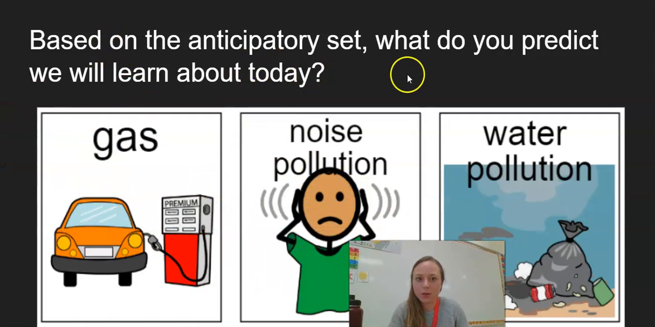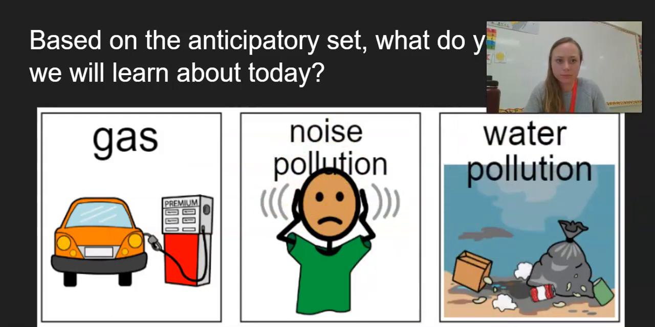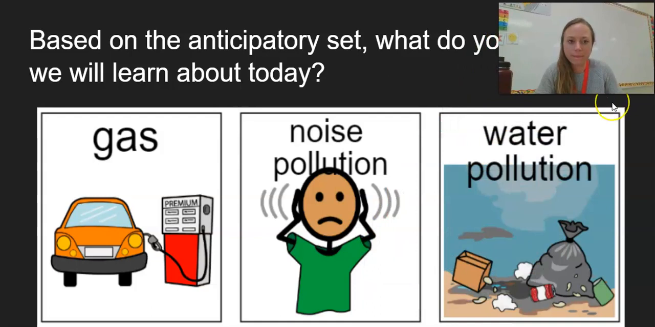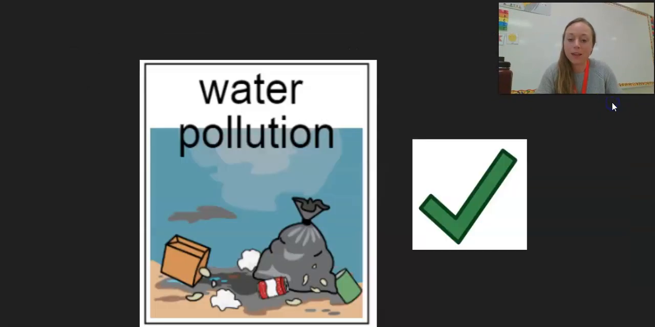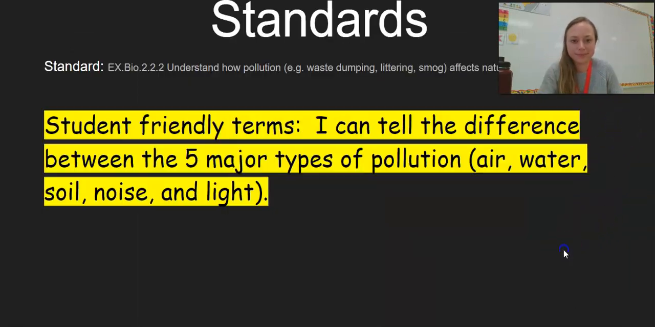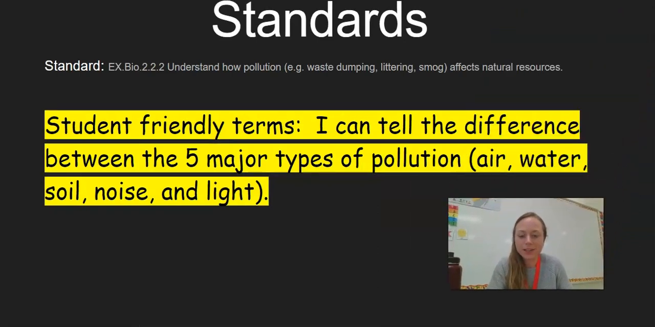Based on the video, what do you predict we will learn about today? Gas, noise pollution, or water pollution? If you said water pollution, you are correct. Here's our I can statement for today. I can tell the difference between the 5 major types of pollution: air, water, soil, noise, and light.